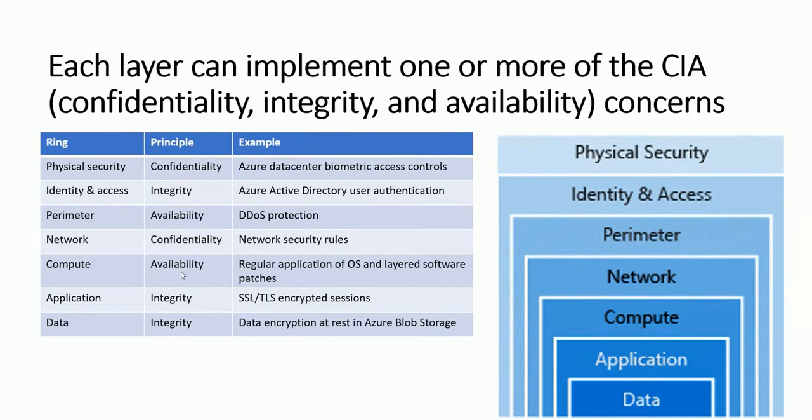For compute, again, we apply the concept of availability. We need to be sure that all the compute or all the OS are up to date, all the patches have been applied, and there's no security threat because you forgot to apply the latest patches and stuff like that. For the application, we ensure integrity through encrypted sessions. In this case, these are the encrypted protocols that you apply during the transfer of data between application and end user, or among applications. And then at the data layer, integrity is guaranteed by ensuring that, for example, the data is encrypted and stuff like that.